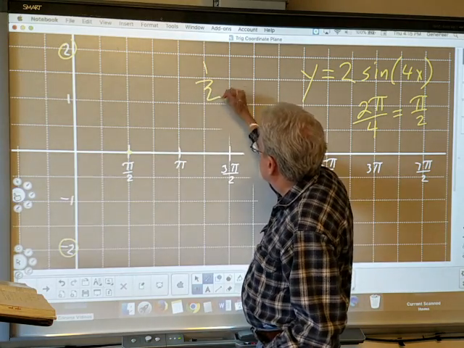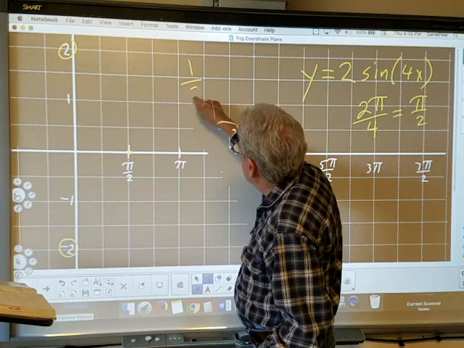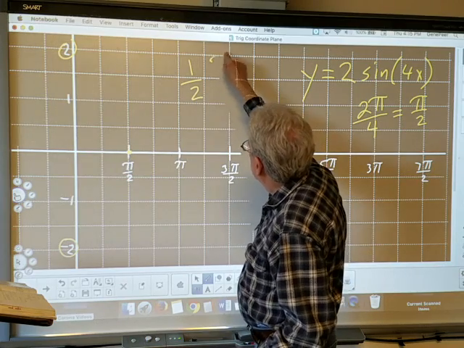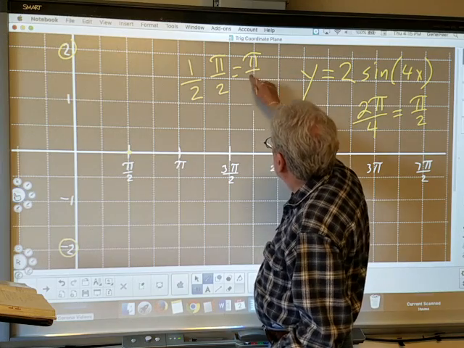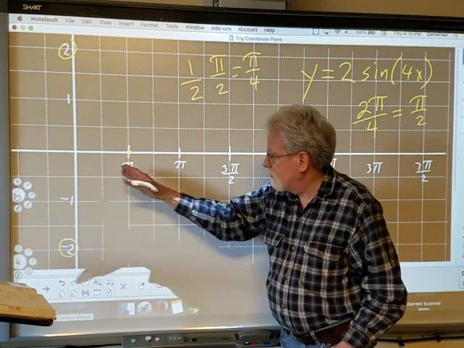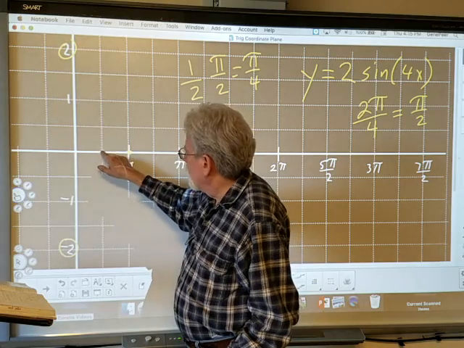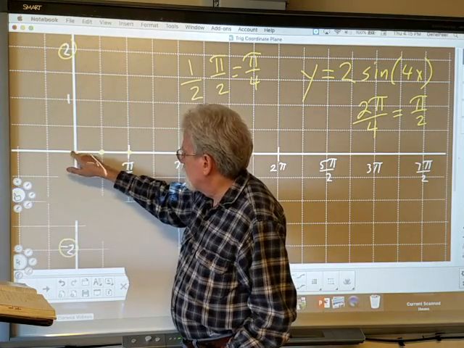Halfway between 0 and pi over 2 would be pi over 4. Half of pi over 2 is pi over 4. So we know it's got to go through this point also. And of course it has to go through 0, 0.